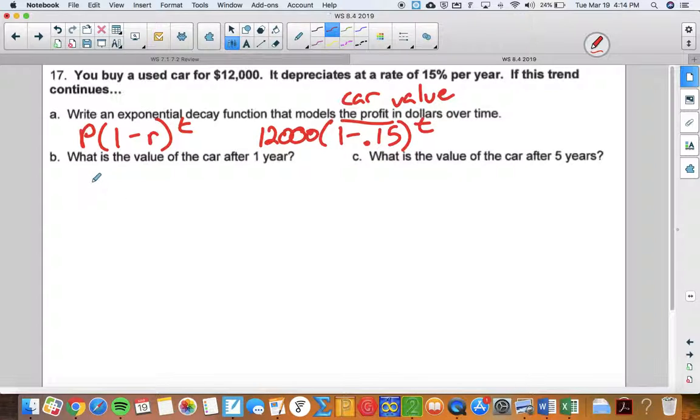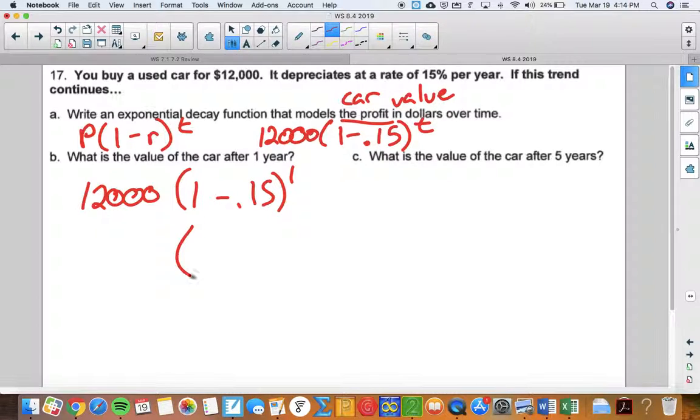So what's the value of the car after 1 year? Really you could just take 85% of the car value because that's what you get to keep. Every year you get to keep 85%, and I get that 85% because that's my multiplication factor. 1 minus 15 cents is 85 cents. And I'm only raising it to the power of 1, so I don't really need to do the power of 1 because it's just itself. It's going to be $10,200.